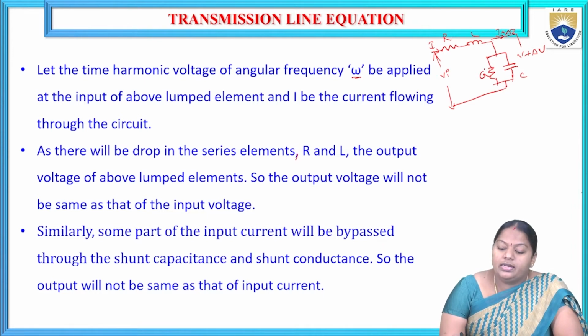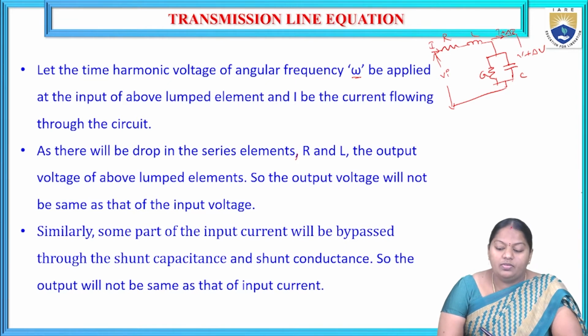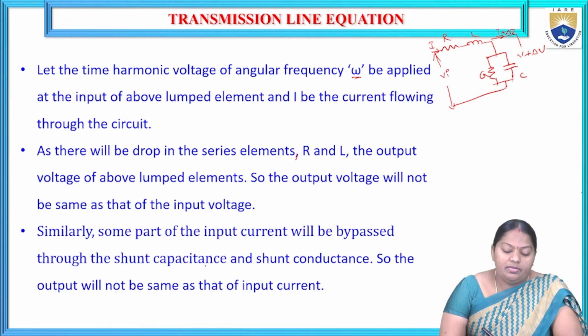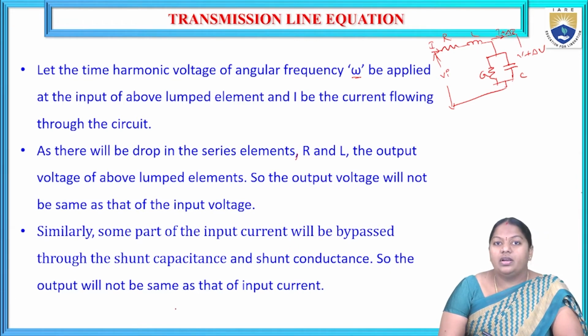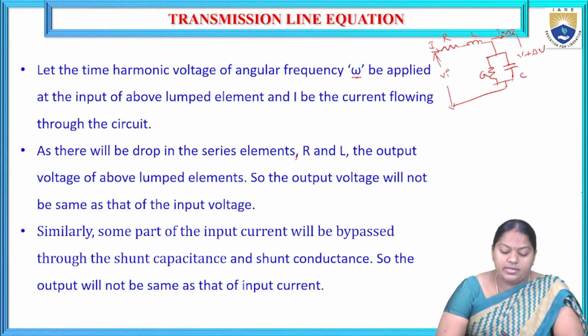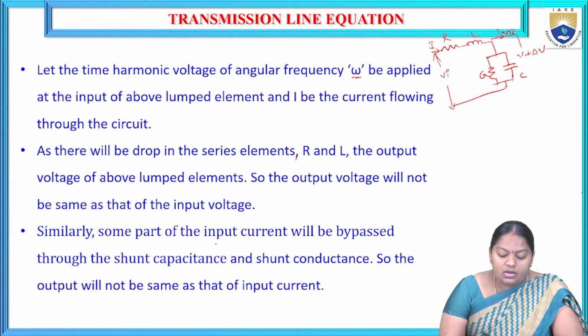The conductance G and the capacitance C are connected in shunt, which means in the parallel section the current will be divided. Hence the input current is divided according to the connection, so the input current and output current will also not be exactly the same. Some part of the input current will be bypassed through the shunt capacitance and the shunt conductance. Hence, the output current will not be the same as the input current, right?